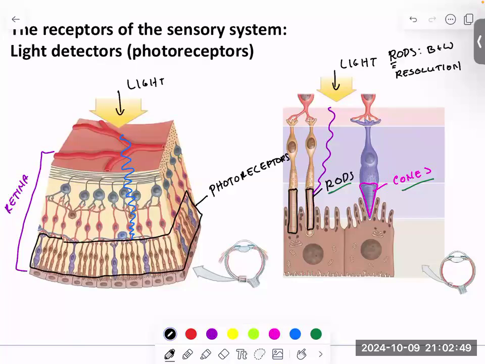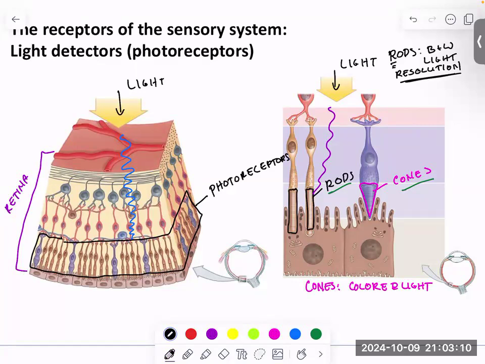Cones do something different. Cones detect color light. I forgot to put light. Look at me, I already failed. Resolution. Both of them detect light.